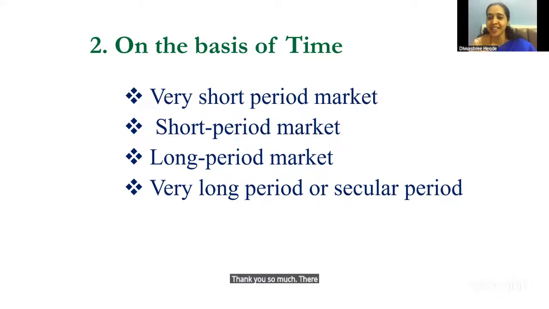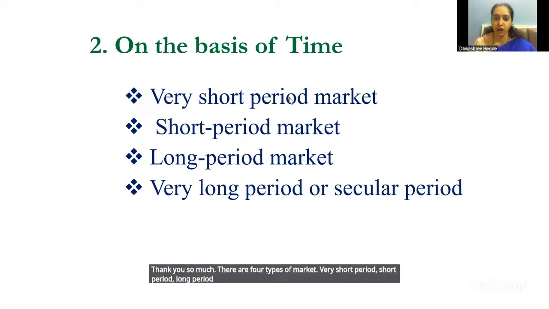There are 4 types of market: very short period, short period, long period, and very long period.